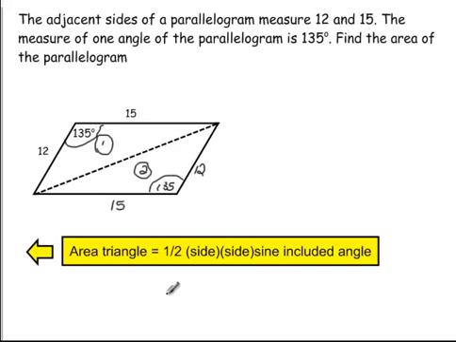So really, all I have to do here is I have two area of a triangles. 1/2, side is 12, the other side is 15, and the angle in between them is 135.